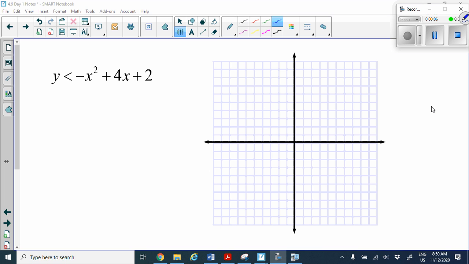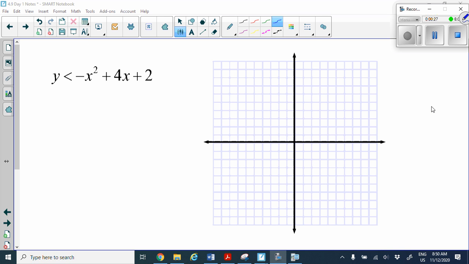Okay, once again, we are graphing a quadratic inequality. So what I would like you to do is go ahead and pause the video and actually graph this quadratic inequality. Okay, let's see how you did here. So we have y is less than negative x squared plus 4x plus 2.